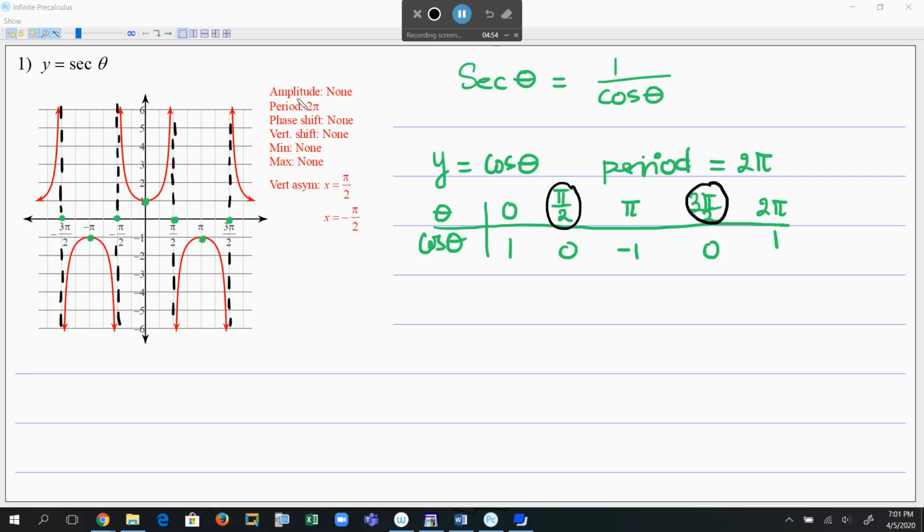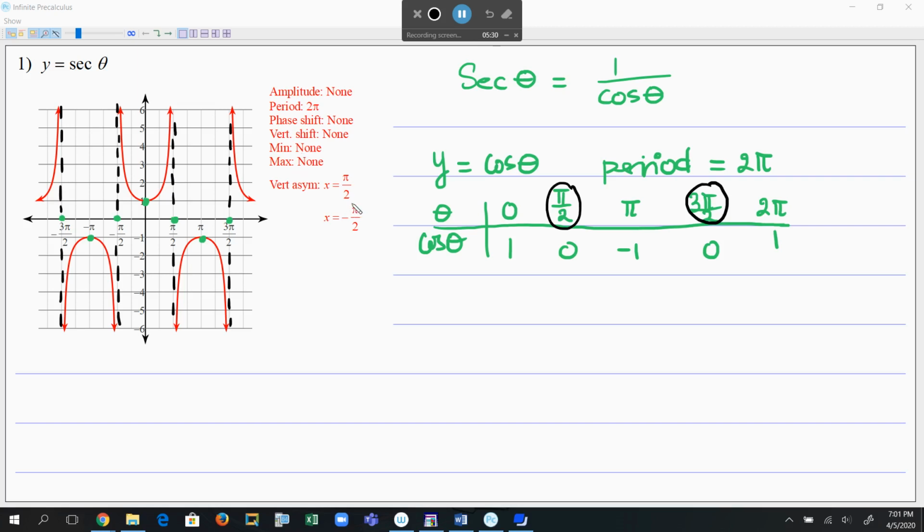You can see that the secant graph doesn't have an amplitude. The period would be the same as cosine, which is 2 pi. And we just graphed the parent cosine function, so there's no phase shift. Phase shift means when you shift the graph to the left or to the right. And there's no vertical shift, which means shifting the graph up or down. And no minimum, no maximum.